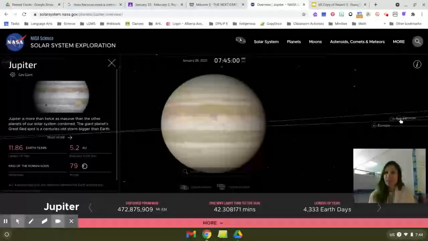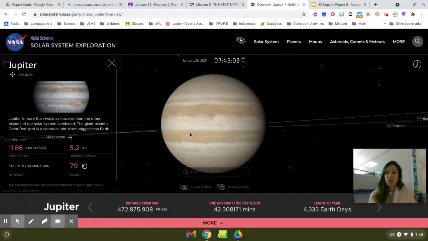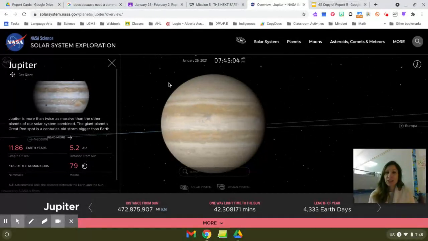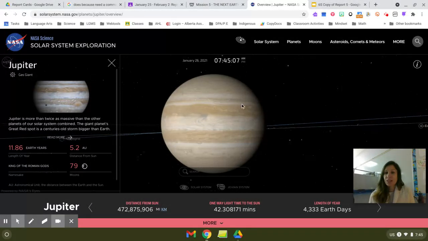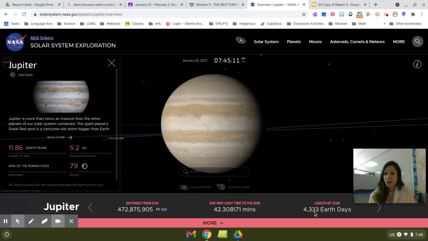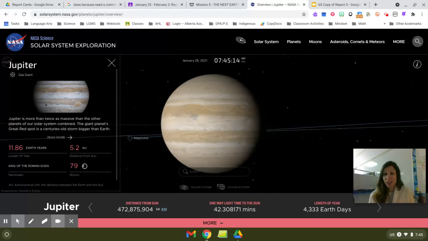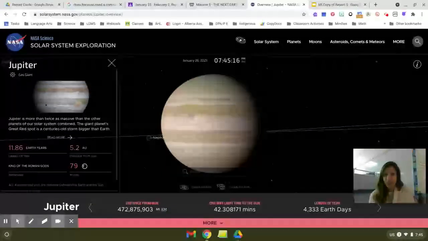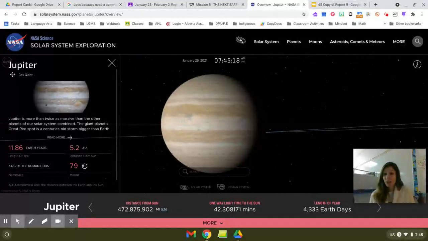As you can see, there's Saturn over there. Jupiter's moving around the sun right now. Doesn't look like it's revolving very fast, does it? So the length of 1 year on Jupiter is 4,333 Earth days. That's a long year. Ours is only 365 days.